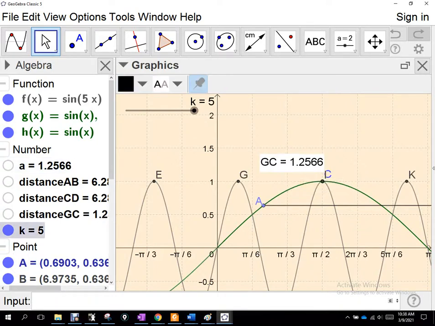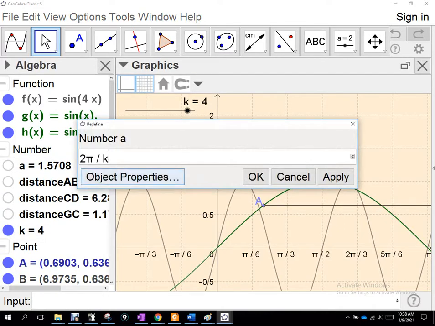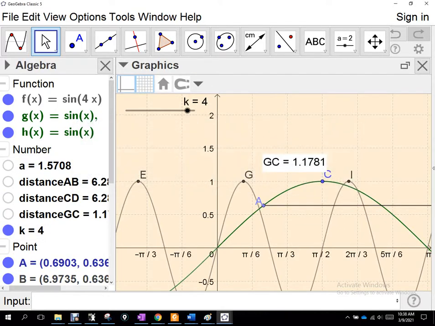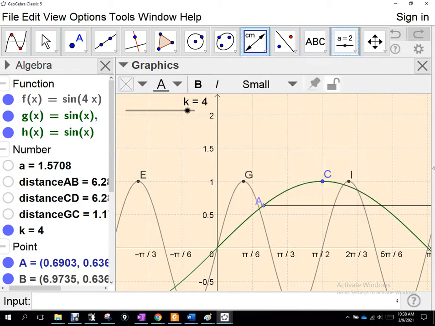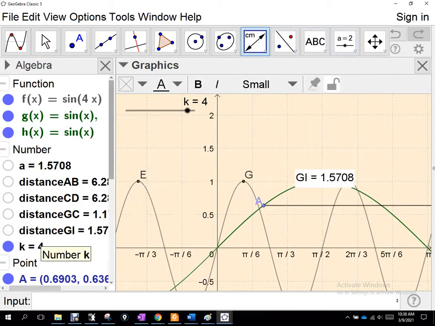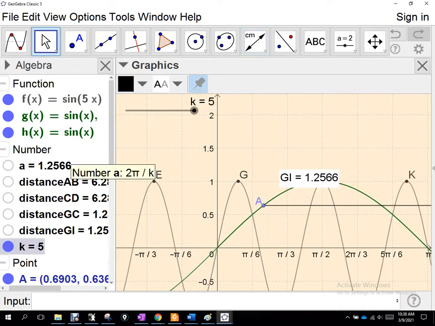As I move this slider, that number changes to this quotient. It's called G. We want G to I, not G to C. We're going to get the same relationship. So G to I, 1.57. Now you see if I go back to 5, still that 1.2566 number.